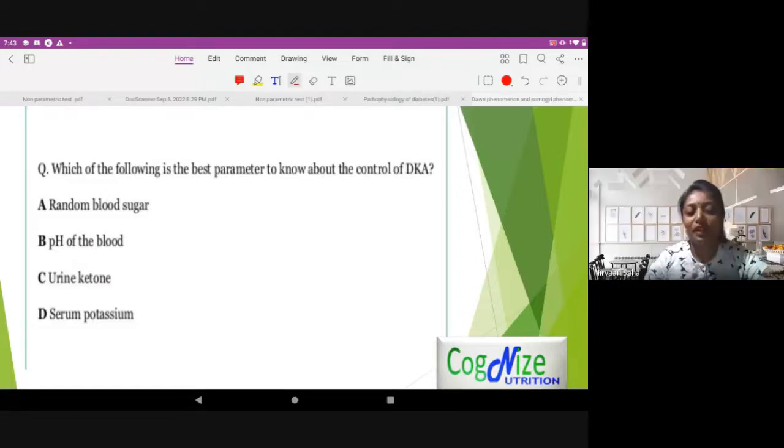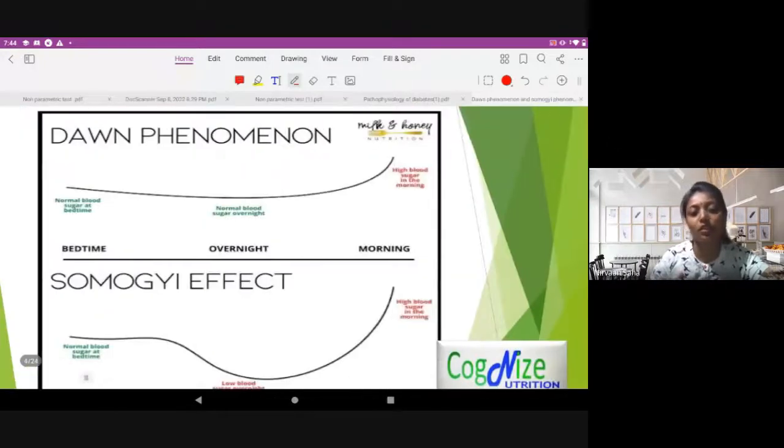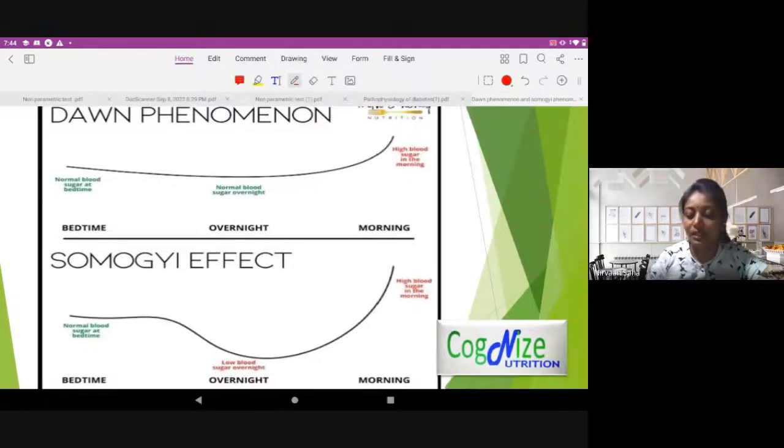Yes, you are absolutely right. Ketones present in urine are the best parameter to identify whether the person is still in ketosis or has overcome it. Now today we'll be learning about the two phenomena, like I told you: dawn phenomenon and Somogyi phenomenon.